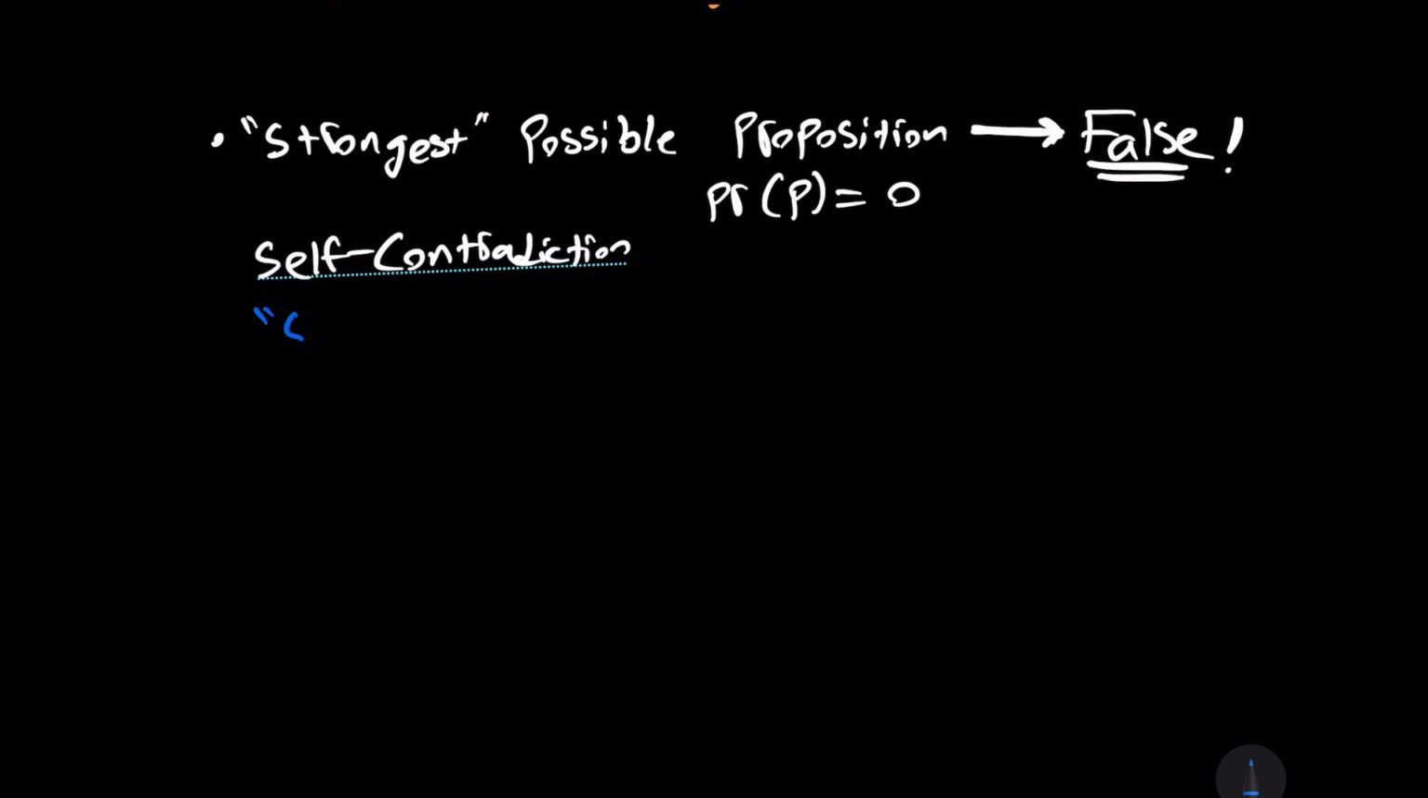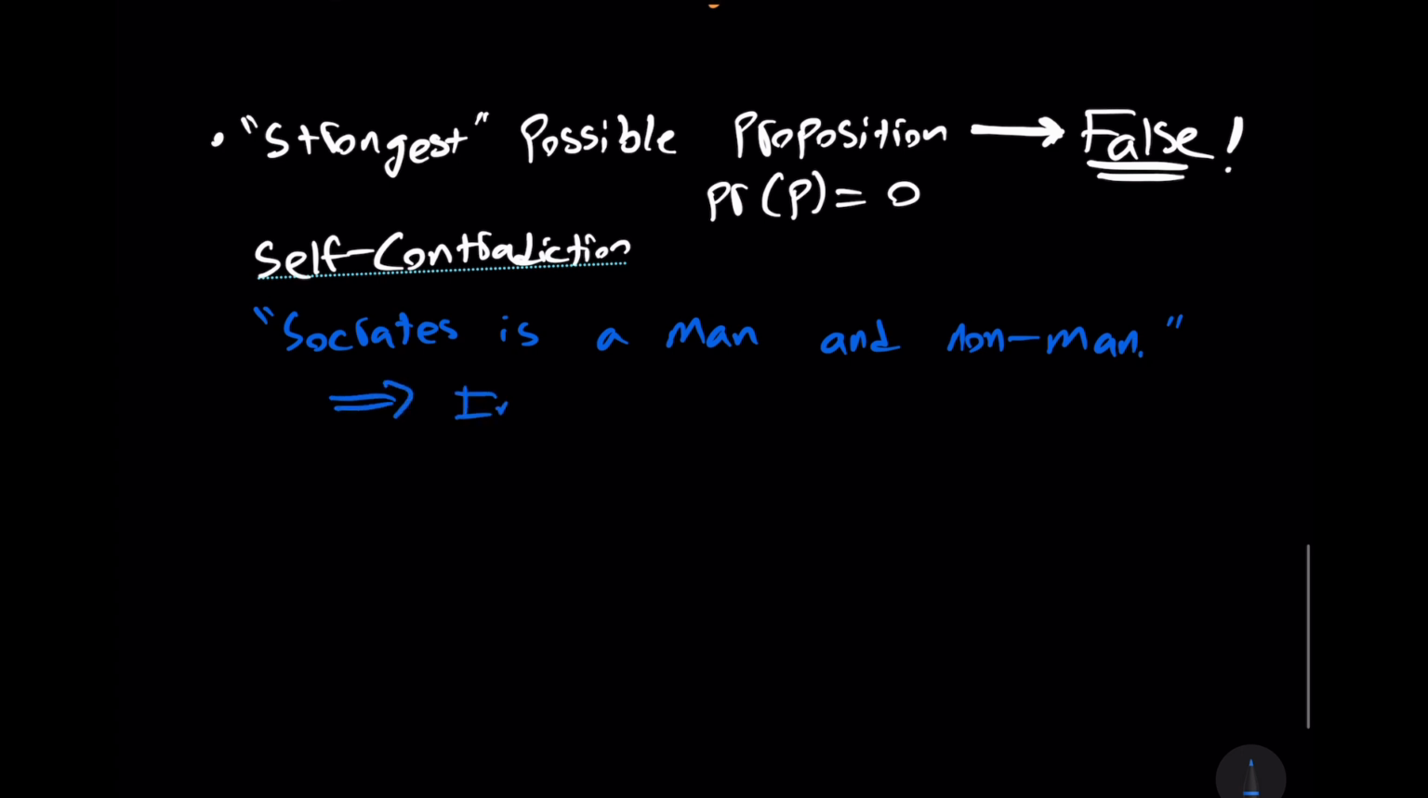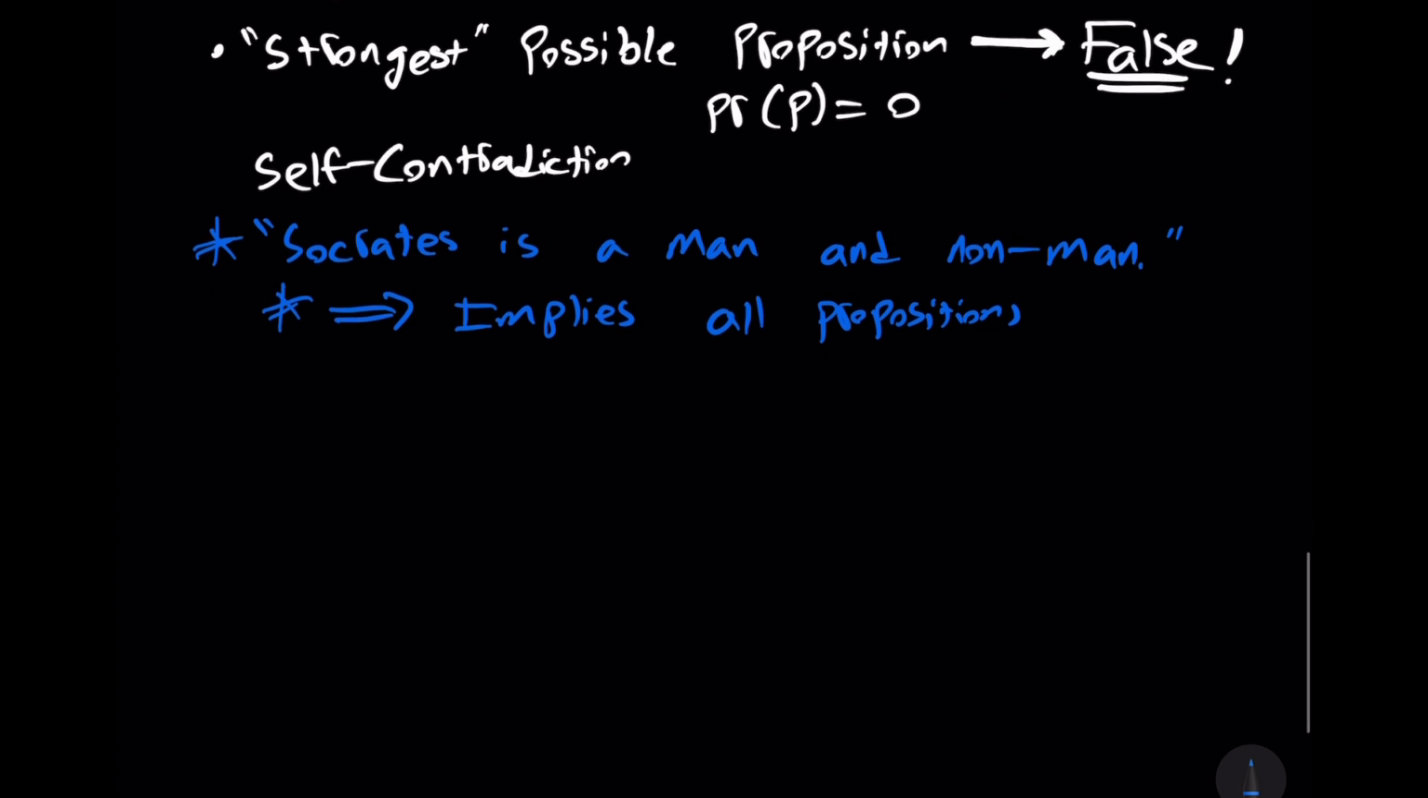Consider the example, Socrates is a man and non-man. This implies all propositions. That is to say, if we take this proposition here as true, then we can derive as true any proposition we would like. Consider the following argument. So premise 1, let's say we have M and not M. This is our premise.